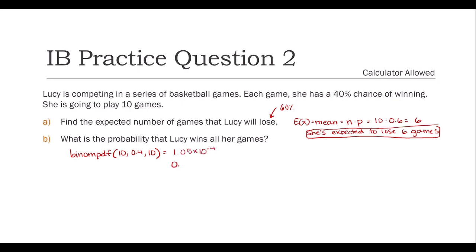So that's 0.0001. So the probability she wins all her games is 0.0001.